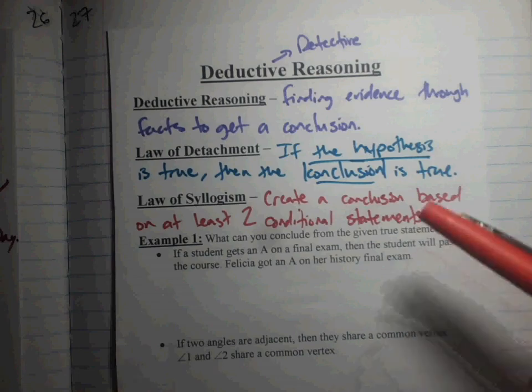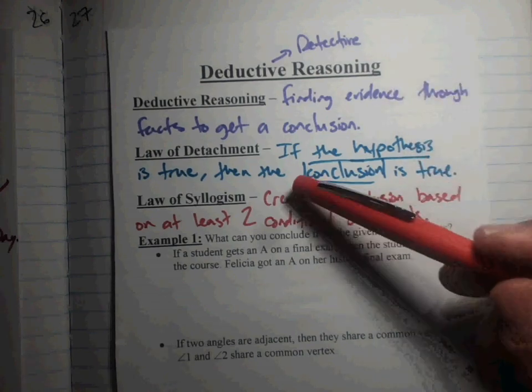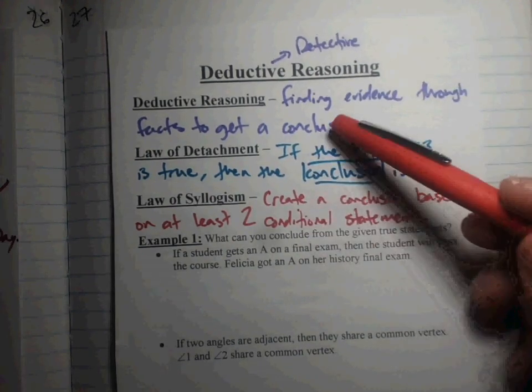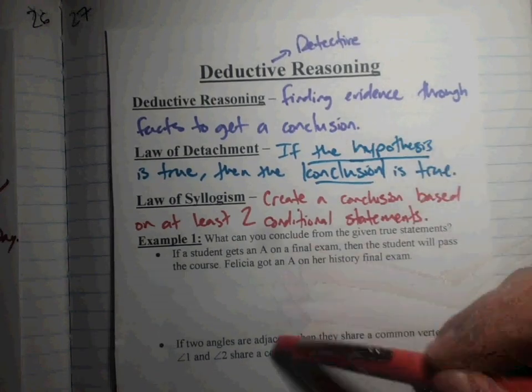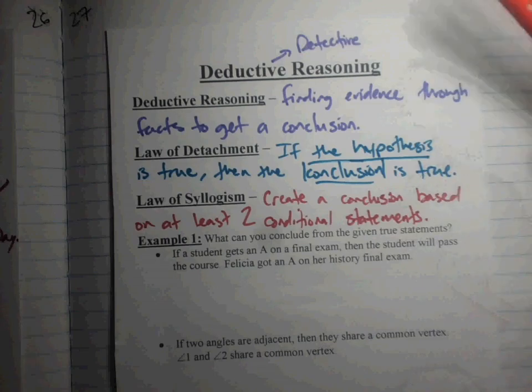All right. So again, make sure you write these down. These are the tools we're going to use for deductive reasoning. We'll talk about them in class and what they mean and how it goes. All right. Good stuff.